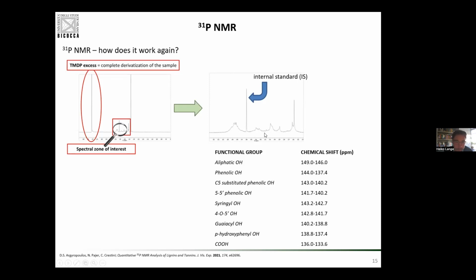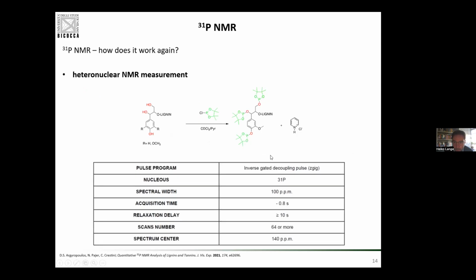These here represent the different types of phenolics. They are very nicely resolved, and I can say that this region here are the condensed phenolics, or S-type. These are the G-type phenolics, and these are the H-type phenolics. So for those of you that are not familiar with lignin, lignin is a polyphenolic. It's a phenolic polymer, so a polyphenol, right?